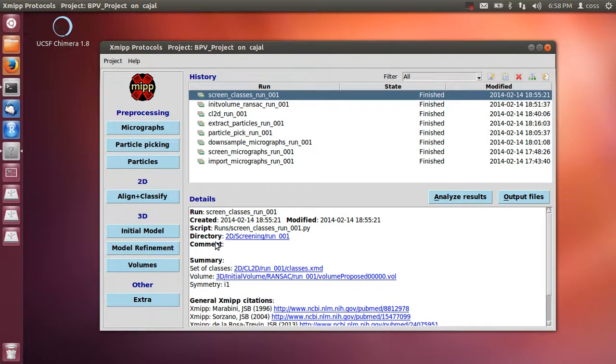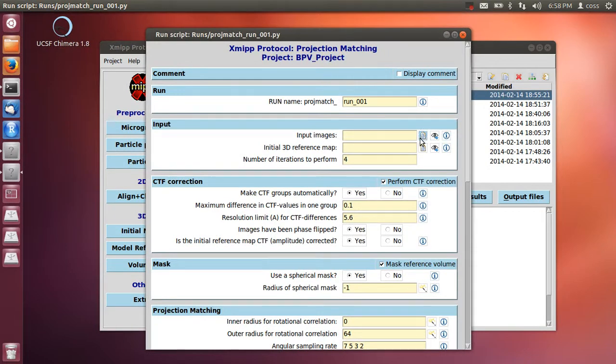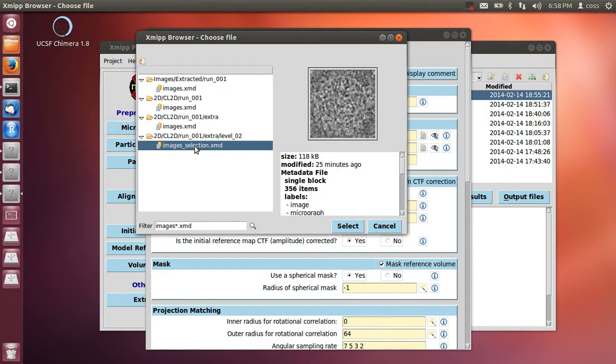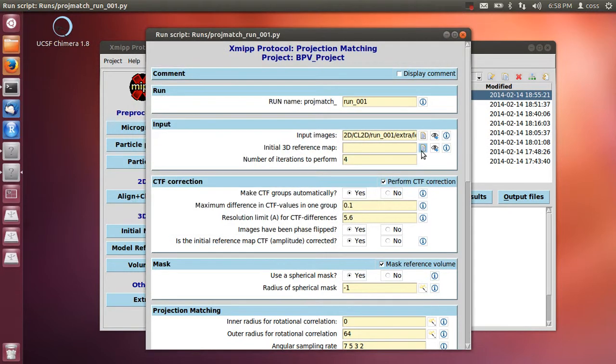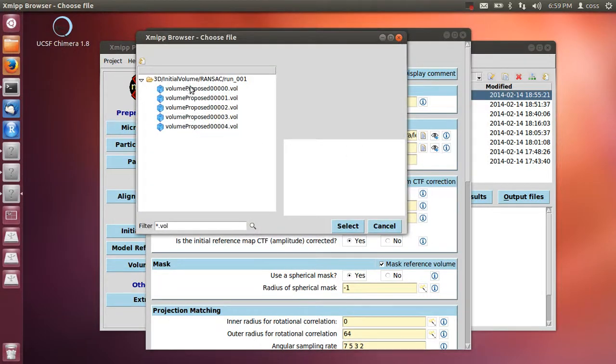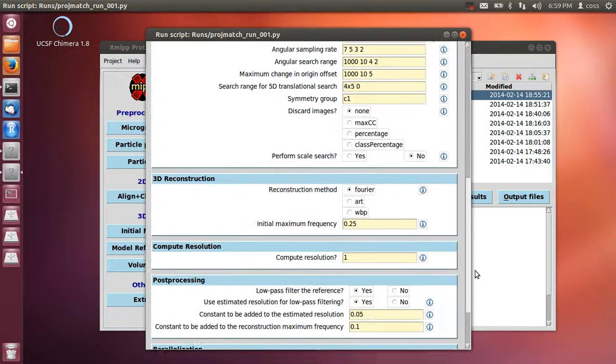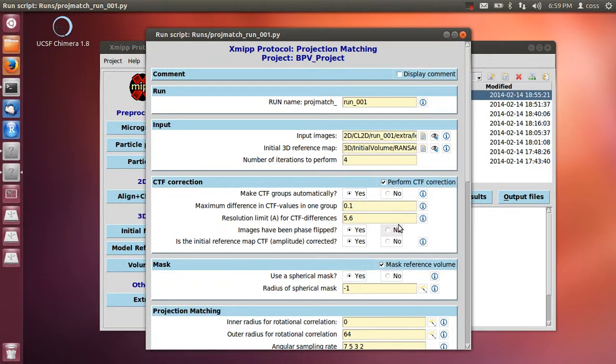Okay, so the projection matching, what it does is you take some input images, for instance the images that we selected at the level of 2D, or the images that you have selected at the level of these screen classes, comparing a set of classes with the 3D volume. And so you take those images and then you take your volume, so volume proposed number 0, and you have to specify the parameters for the refinement of that volume.